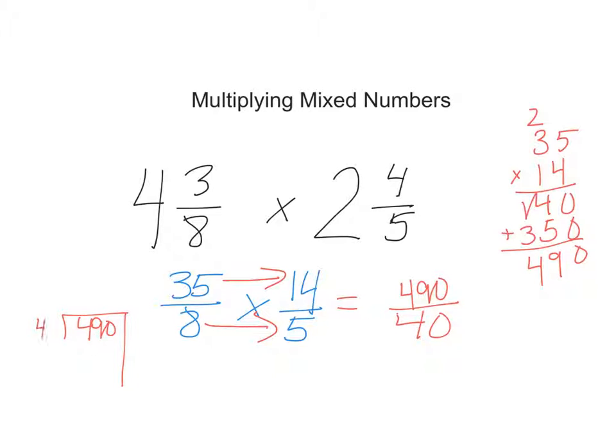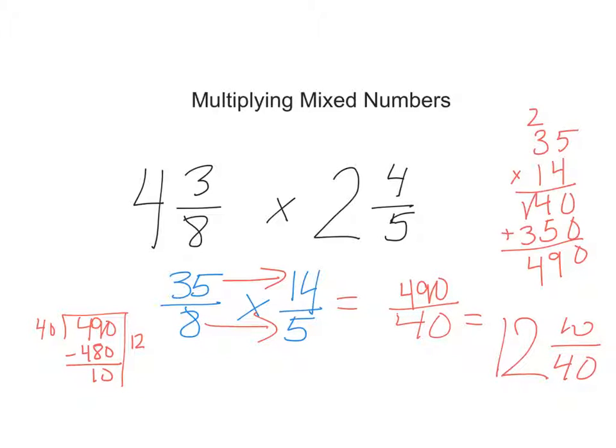And now my last step is to change 490/40 back to a mixed number. I know that 4 times 12 is 48, so 40 times 12 is 480, leaving me with 10. So my answer would be 12 and 10/40.